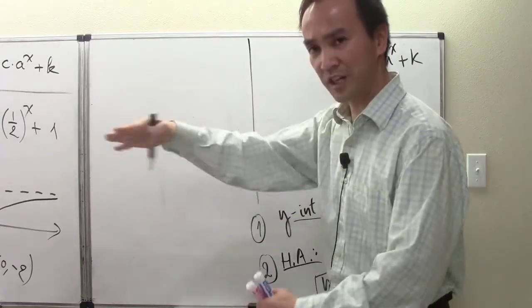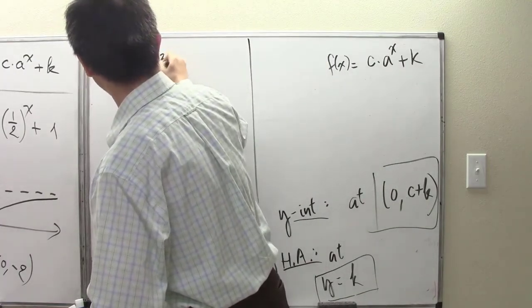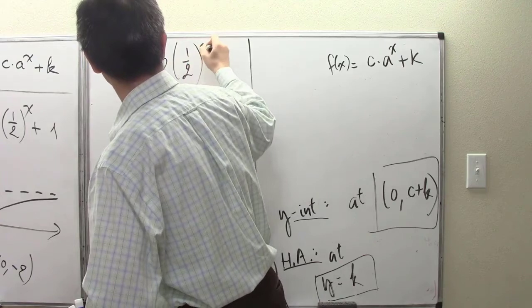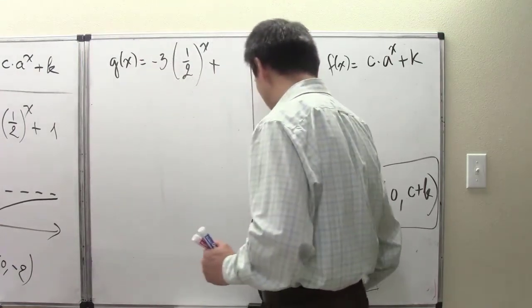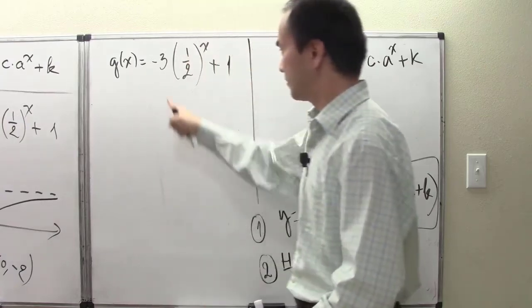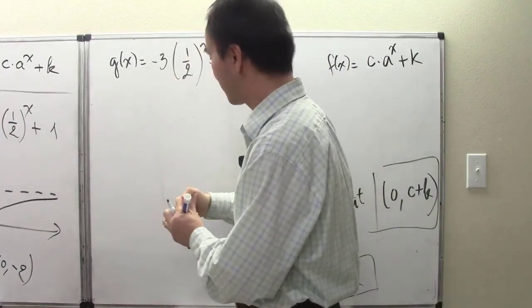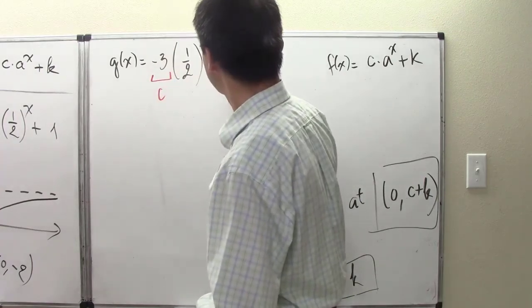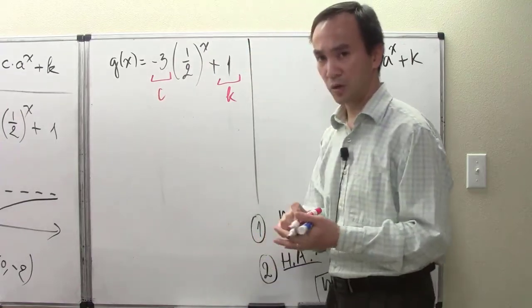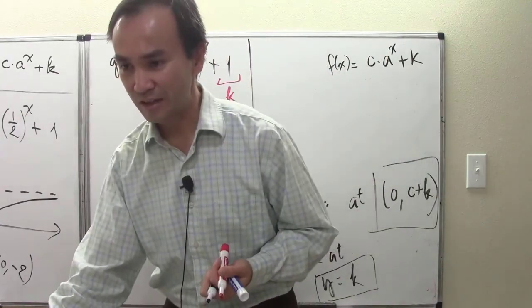through what we observed on the function g of x being negative 3 times 1/2 to the x plus 1. That's what I meant. This here is c. This here is k.